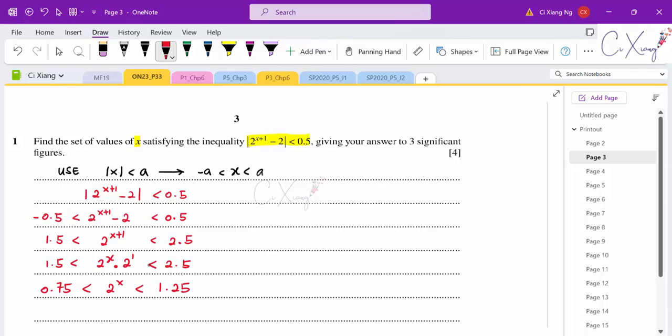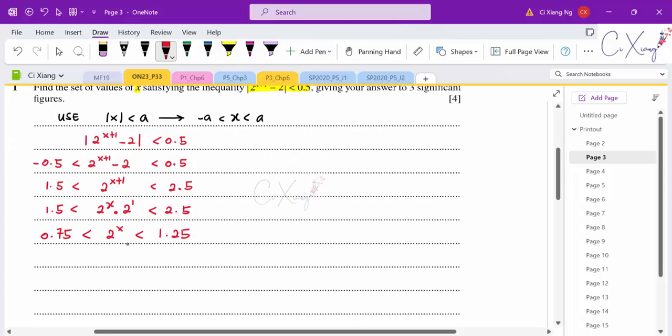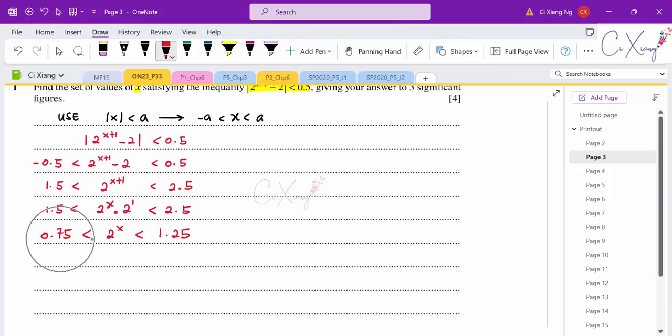Okay, so next step, I want to try to think a way to make the x can be pulled down, become the number. Right, so I will take ln for all the part for the inequality. You can take log also if you want. So if you want to take log base 10, then basically you take everything with log. So for me, I'm going to use the ln. So no matter you use ln or log, basically they should be the same. So if I take ln for every single part here, I'm having ln 0.75, x ln 2, and also ln 1.25.